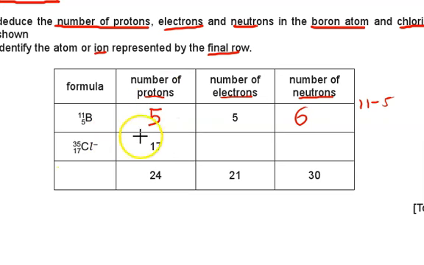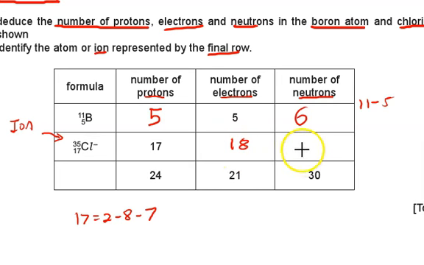Now here it is an ion. If you notice, it is an ion here. So what we should do here, if we take 17, it is 2.8.7. This is the electron arrangement. For an ion, it has to be stable, so here will be an additional 1 more electron, which is 18. The neutron will be the nucleon number minus the proton number. So here we will get 18.